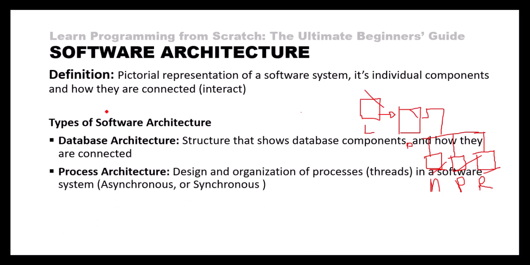Two, you're going to have process architecture. Process architecture simply means the way processes in a system are interconnected. Because remember that the login system here has its own process. We're going to call it PL. This one has got its own process.